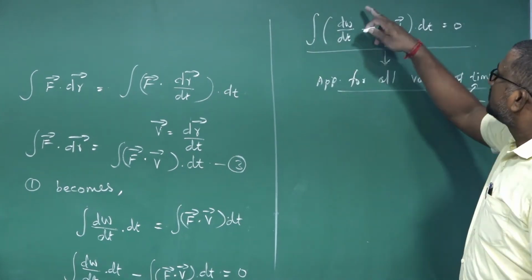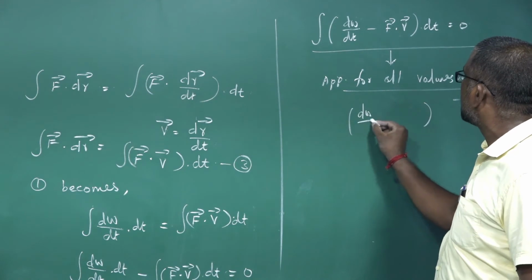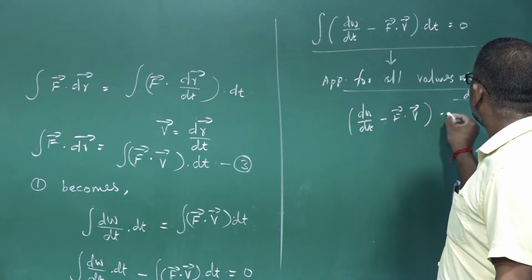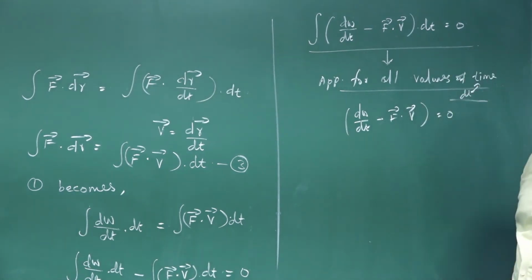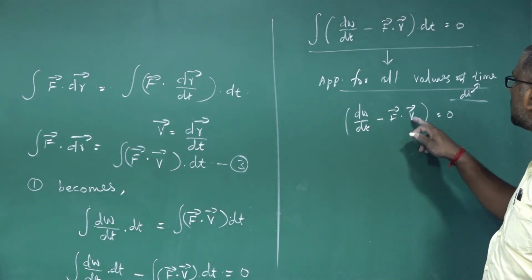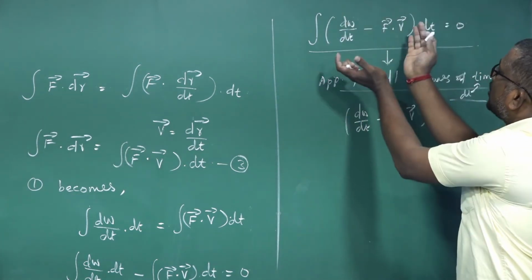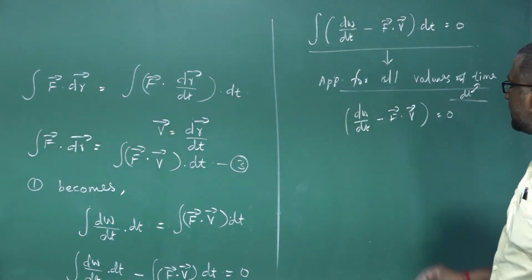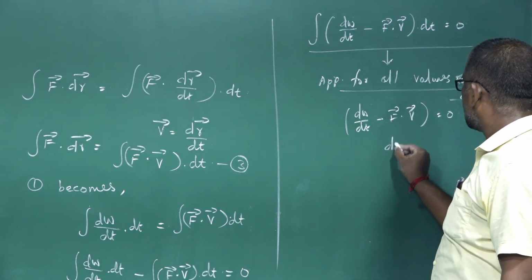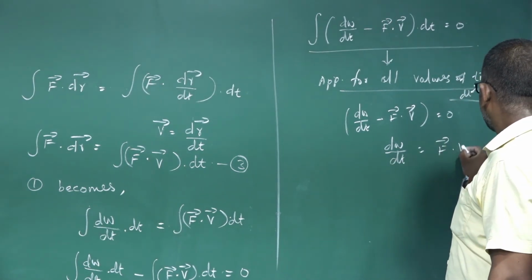Okay, and one more thing. In this term, the value within the bracket, that is dW divided by dt minus F vector dot v vector, is equal to 0. Why? Let me explain. In this equation, the value within the bracket should be 0. So dW divided by dt minus F vector dot v vector equals 0, or dW divided by dt is equal to F vector dot v vector.